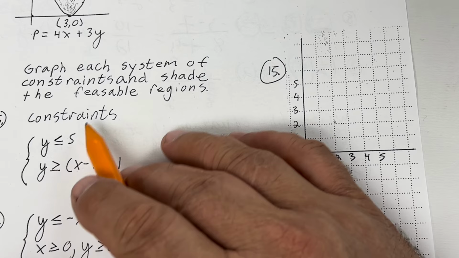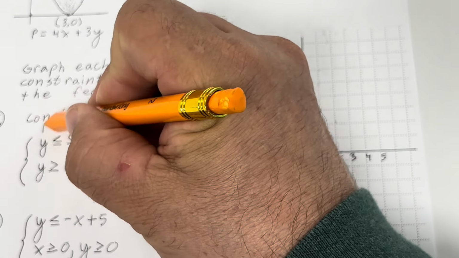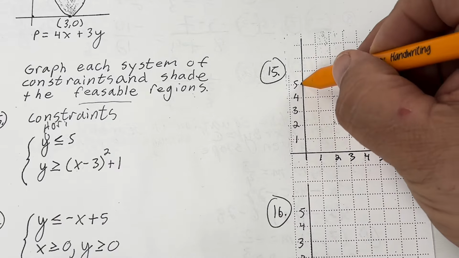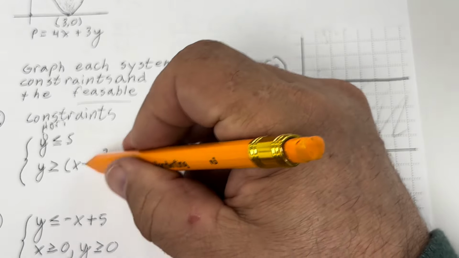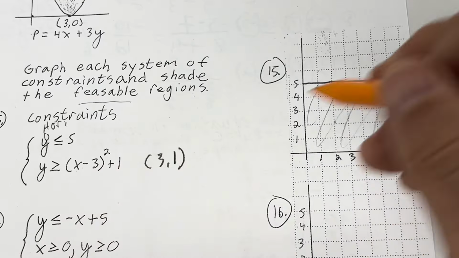Graphing the graphs and finding the shaded feasible region. So y is less than or equal to 5. That's a horizontal line through y equals 1, 2, 3, 4, 5. Horizontal line. I'm supposed to shade below that. y is greater than the absolute value of x minus 3, plus 1. So that vertex is going to be located at the opposite sign, 3, 1.